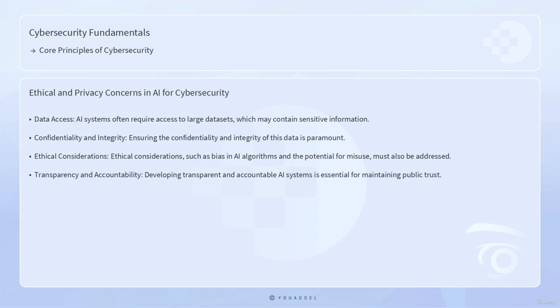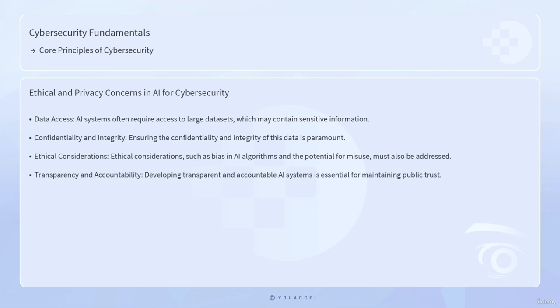Moreover, the integration of AI in cybersecurity raises ethical and privacy concerns. AI systems often require access to large data sets, which may contain sensitive information. Ensuring the confidentiality and integrity of this data is paramount. Ethical considerations, such as bias in AI algorithms and the potential for misuse, must also be addressed.